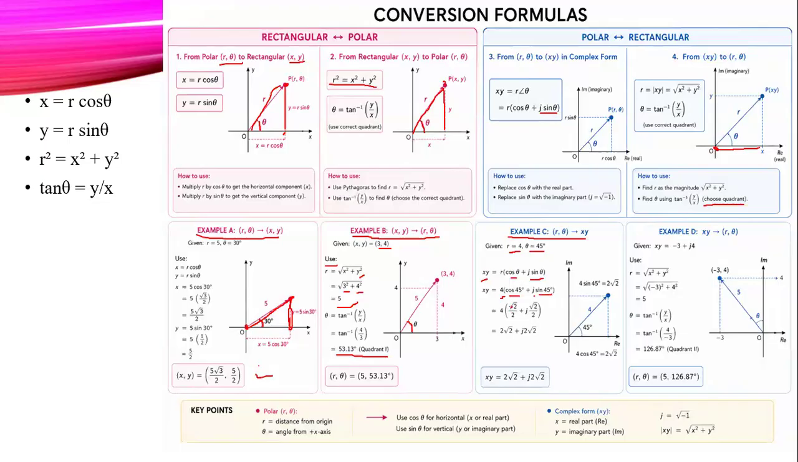So when we find cos 45, we have root 2 over 2 plus j, and sine 45 will give us root 2 upon 2. So when we would have calculated this entire thing, we have 2 root 2 plus j2 root 2. So that's the answer that we have gotten for this example here, where xy is equal to 2 root 2 plus j2 root 2.